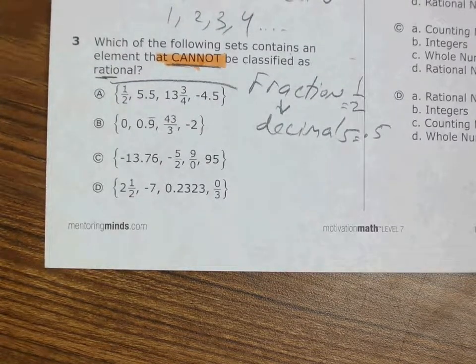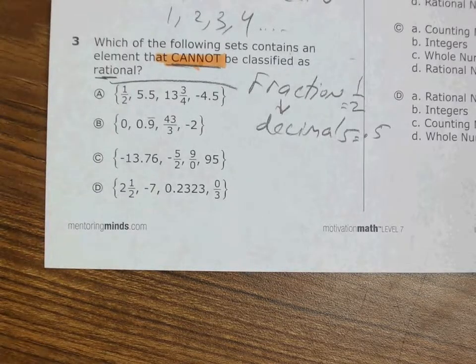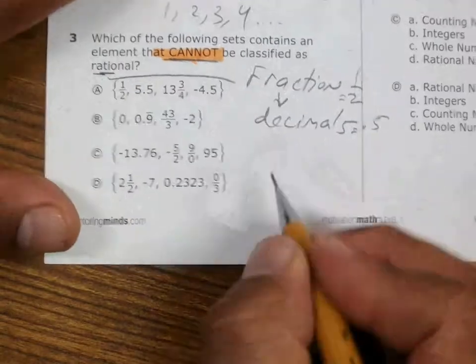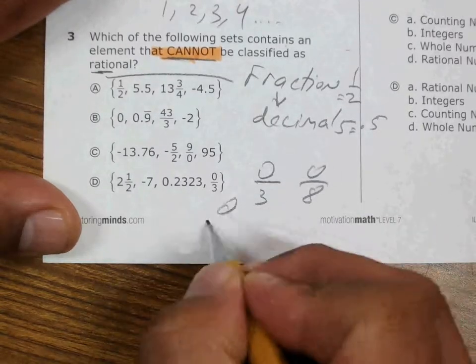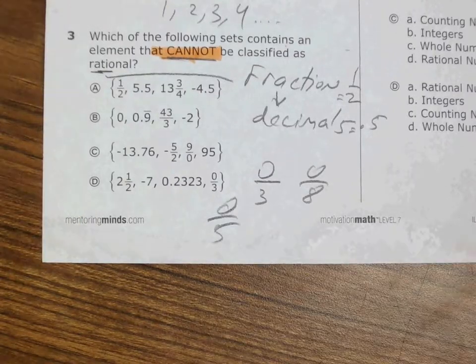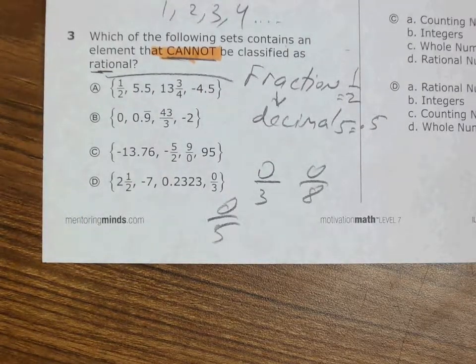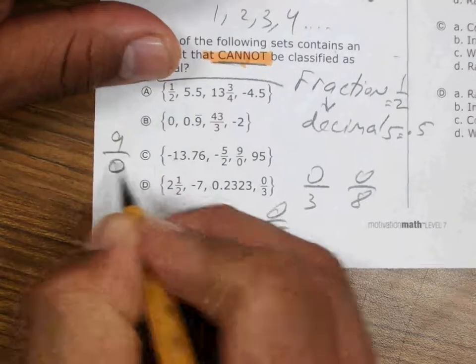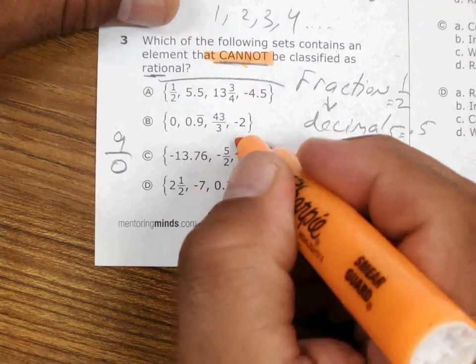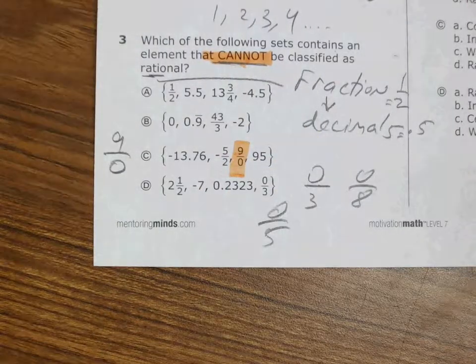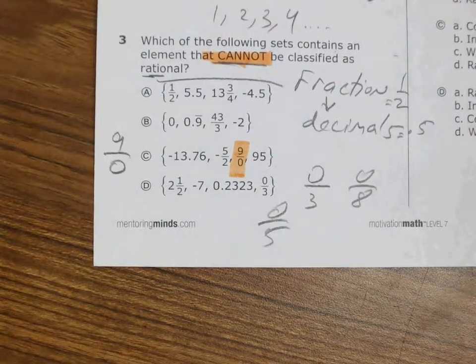So it could have decimals, fractions, anything like that is a rational number. You can have 0/3, 0/8, 0/5. Those all equal 0, okay? And 0 is a rational number. And so the only one there that does not make sense is this one, 9/0, which is in the letter C. It is impossible to divide 9 by 0. You can have a 0 as your numerator, but you can never have a 0 as a denominator.